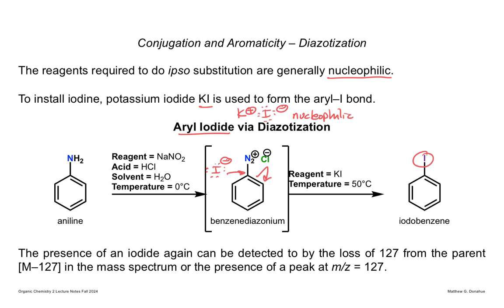Recall from organic 1 the presence of iodide by mass spec. You might see the iodide ion at 127, or you might see a daughter fragment of the parent minus 127 at some lower mass than the parent. So at this point, we've seen we get chlorine and bromine onto the ring using the molecular halogens, but fluorine and iodide, we have to use this kind of multi-step process.